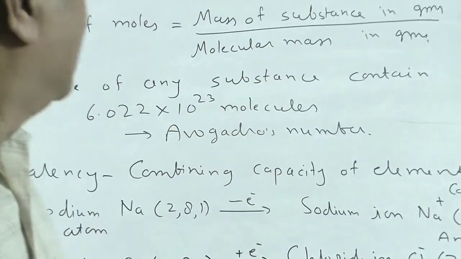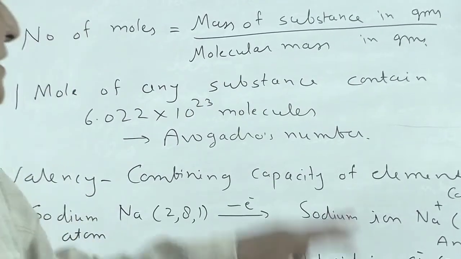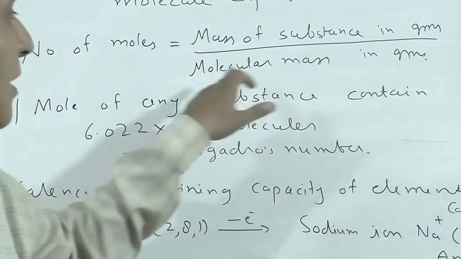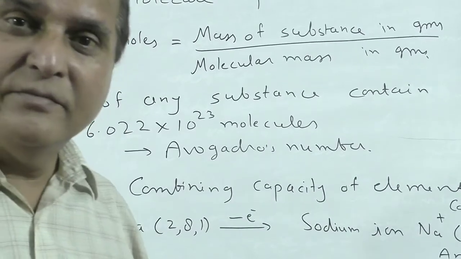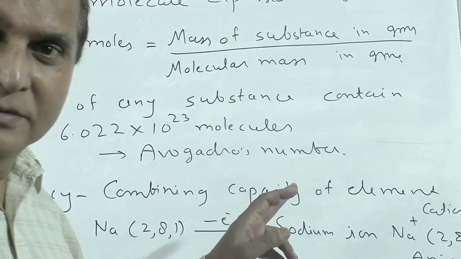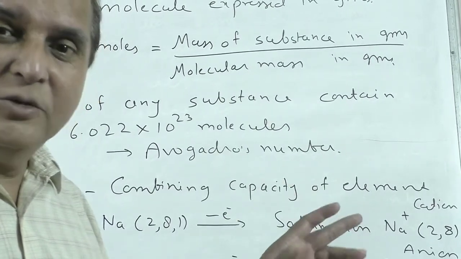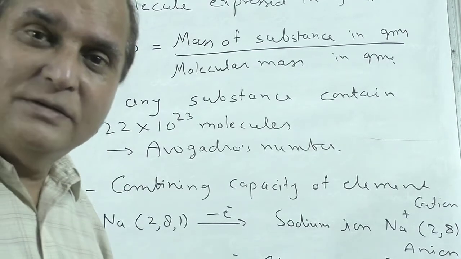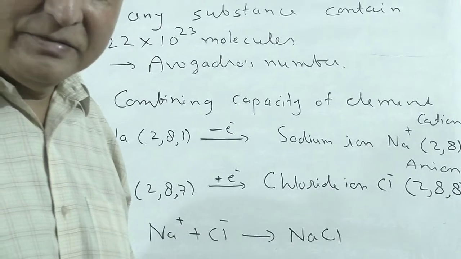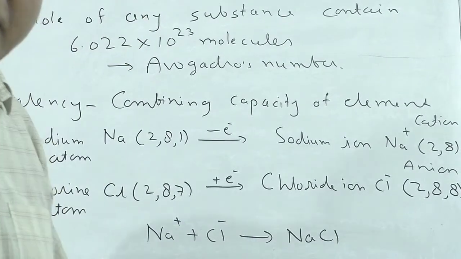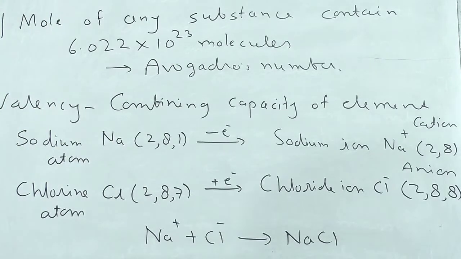Understanding? Okay. So for the number of moles, you need this formula for doing numericals: mass of substance in gram upon molecular mass in grams. You get the number of moles directly. Once you get the number of moles, the number of particles you can find out: number of moles into Avogadro number is the number of particles, that is molecules. Mole concept is very important. Watch this again and again, while doing numericals you require this.